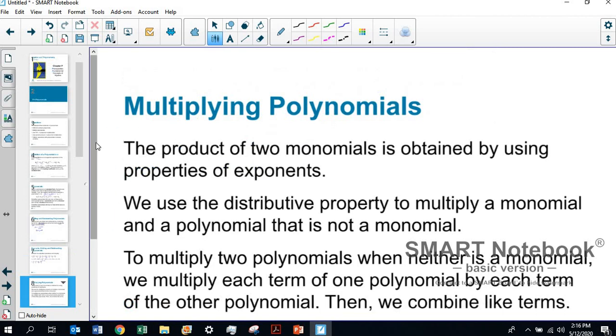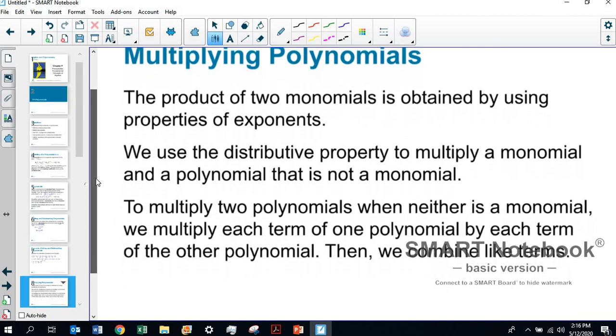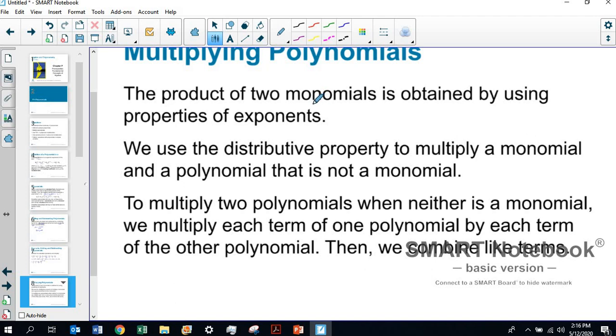Okay, now when you want to multiply two things, then you need to know two parts of that. So to multiply monomials, remember monomials have only one term, you want to use the properties of exponents. These are things that you should already know. This is back in section 3, so P3. So if you don't know that, you may need to take a look at those, all right, again.